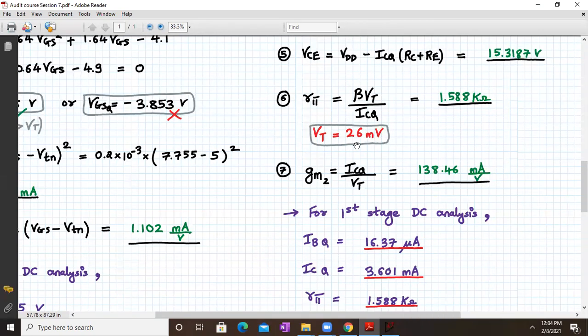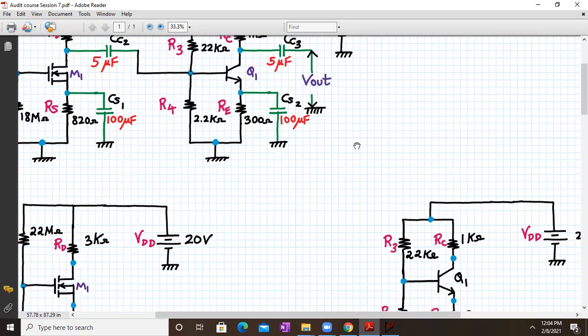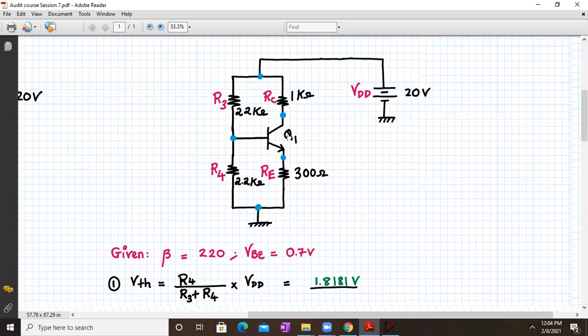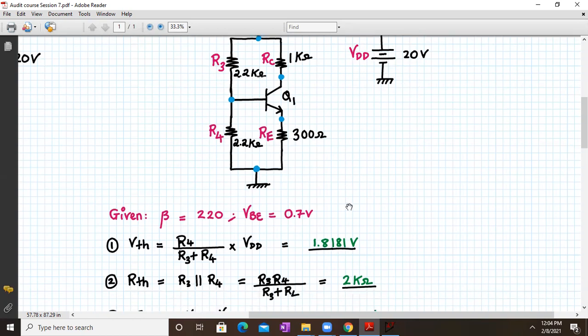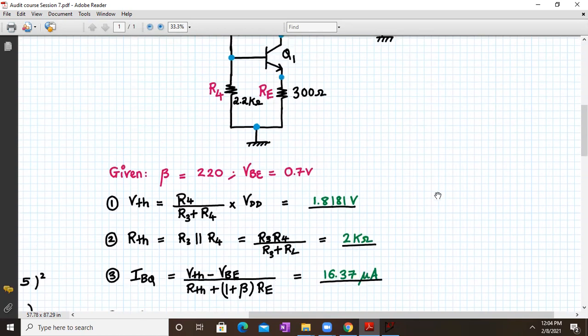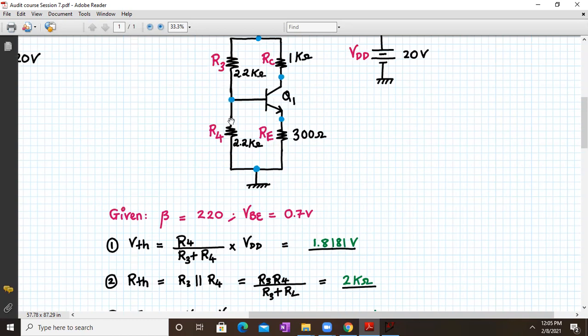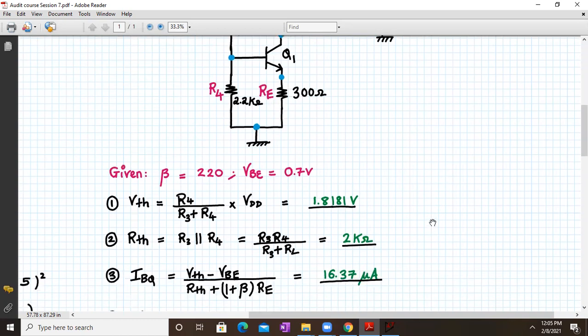Now we go for the next stage, that is the BJT voltage divider biasing. Over here, R3, R4, RC and RE values are given, and we have an NPN BJT with the power supply as 20 volt. The value of beta given is 220 and VBE is 0.7 volts, which we have assumed. Here we will apply Thevenin's equivalent at the base, so you will get VTH and RTH. VTH will be R4 upon R3 plus R4, into VDD.